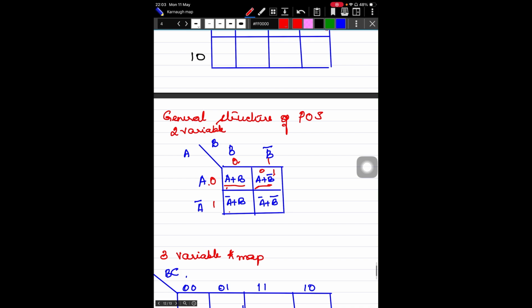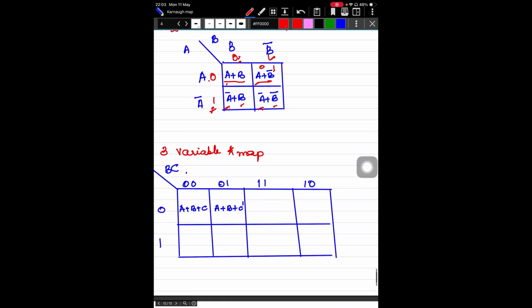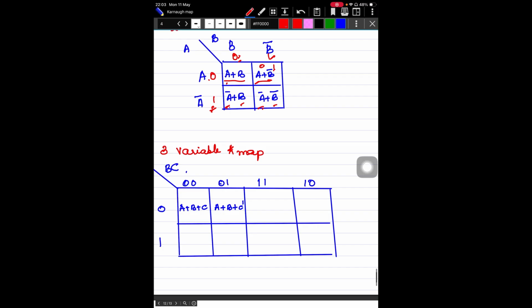Now, what is this box? A is 1 and B is 0. So A is 1 means A dash. B is 0 means B. What about this box? A is 1 and B is 1. So both will be complemented. A dash plus B dash. Am I right? Next, a 3 variable Karnaugh map. We are going to do it.